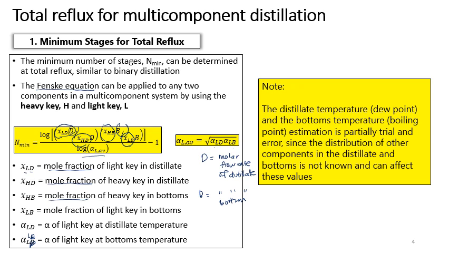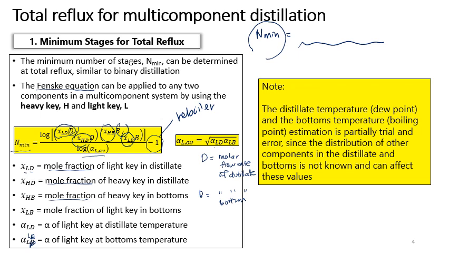If you notice here, N min in this formula equals something minus 1. The minus 1 here indicates the reboiler. Some books don't have the minus 1. If in some books the Fenske equation for multi-component distillation is log something divided by log something without the minus 1, it means that the N min includes the reboiler. So you have to be careful with that.